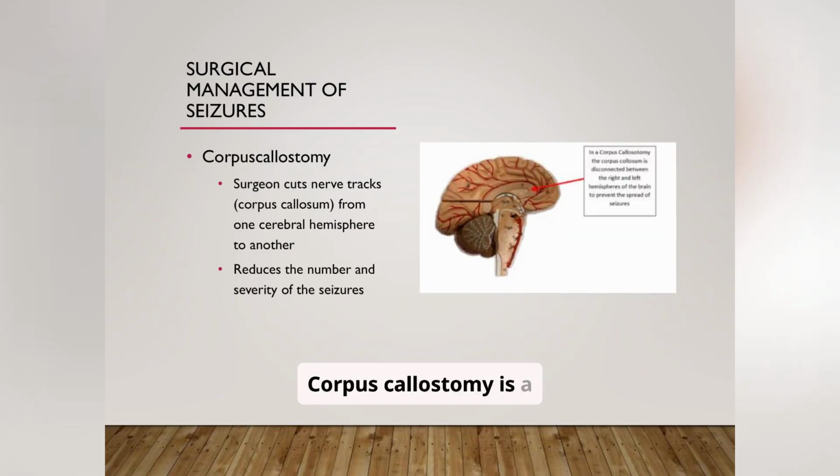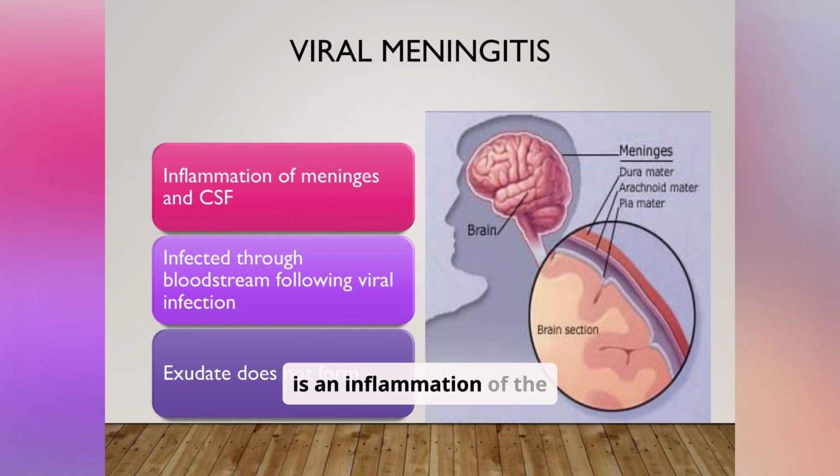Corpus callosotomy is a surgical procedure that involves cutting the nerve tracts, corpus callosum, between the cerebral hemispheres. This reduces the number and severity of seizures by preventing the spread of electrical activity from one side of the brain to the other. Viral meningitis is an inflammation of the meninges and cerebrospinal fluid, CSF.